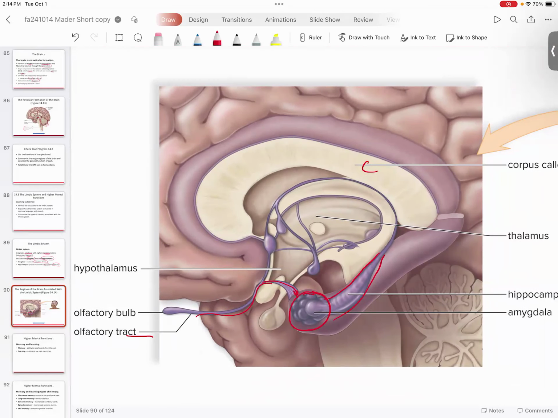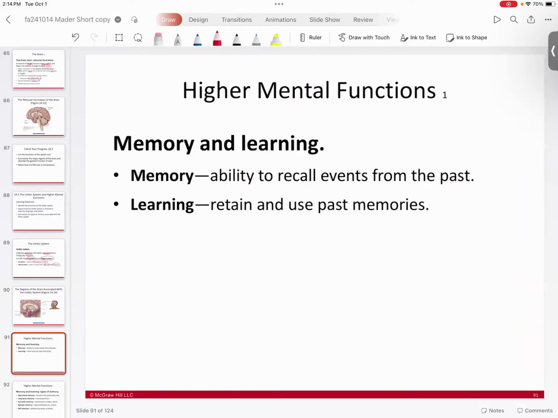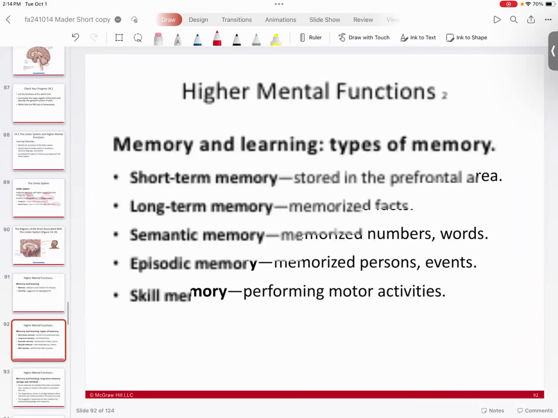And you can see how you have different tracts as it wraps up around the corpus callosum. These different tracts are connected to different areas of the brain. And so you can see you're coordinating these different areas of the brain with the hippocampus and with the amygdala. And so memory is essentially your ability to recall events from the past, versus learning, which is your ability to retain and use past memories in an integrated sort of way.